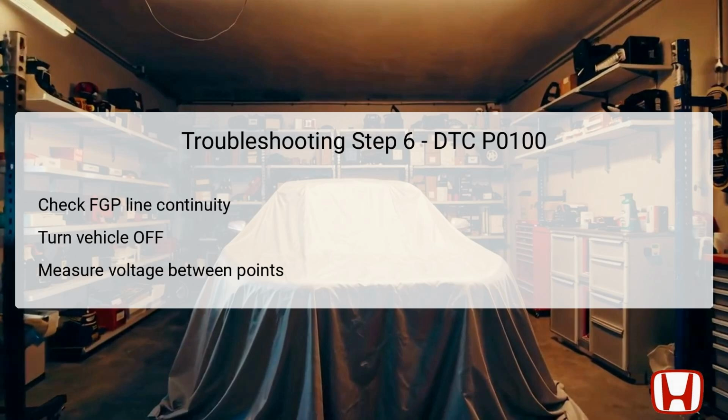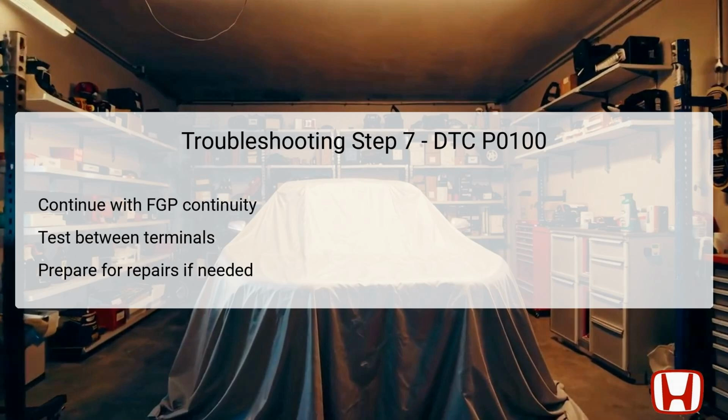Disconnect the PCM connector E, ADP, and measure the continuity between test points to effectively check for any shorts on the FGP line. This involves checking the female terminal number 1 on the MAF sensor connector and body ground. Confirming continuity here is vital for determining if the FGP wire is shorted or experiencing other issues, which could contribute to the DTC P0100 malfunction.